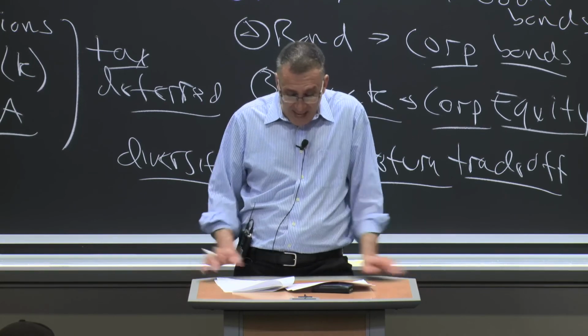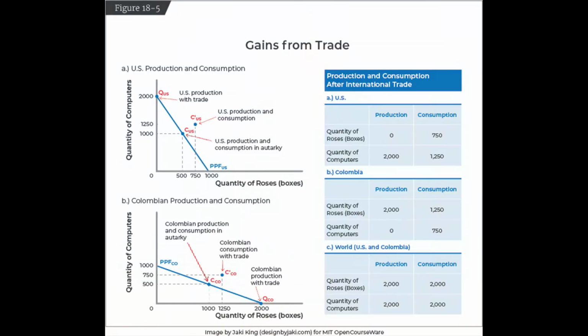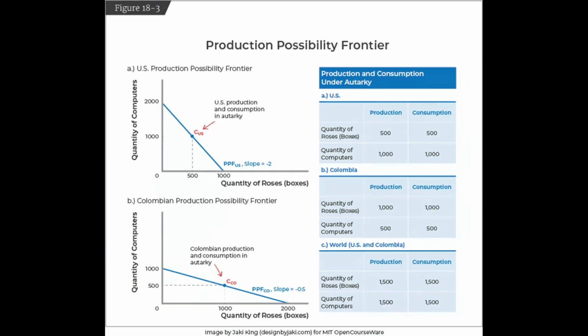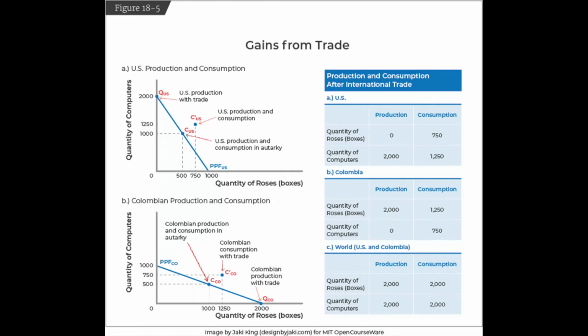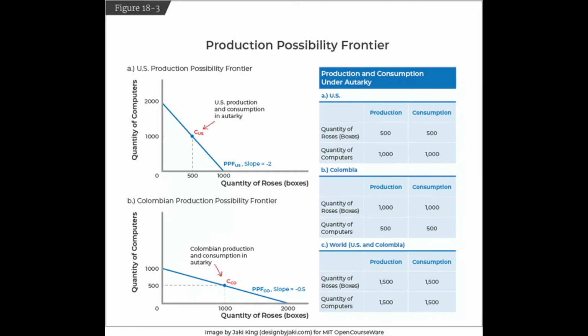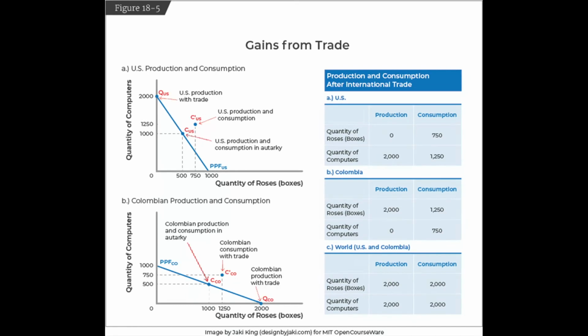Okay? And look at both countries. Both countries end up with more consumption. Flip back and forth in 18.3 and 18.5. The US goes from 500 roses and 1,000 computers to 750 roses and 1,250 computers. Colombia goes from 1,000 roses and 500 computers to 1,250 roses and 750 computers.